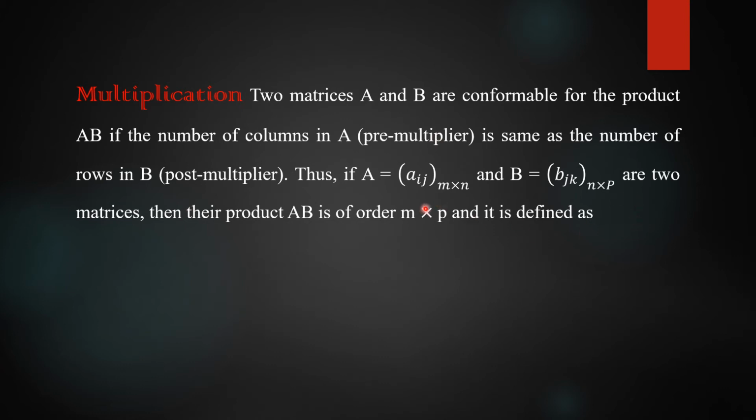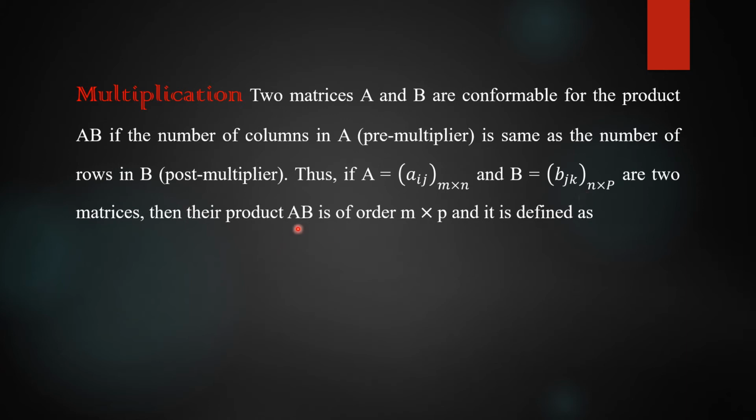So P and M are unequal. Therefore BA does not exist here. That is why I told you that when AB exists, it does not mean BA also exists. Whenever you want to find the product of A into B, the column number of A must be equal to the row number of B. First matrix column number, second matrix row number. If these two are equal, then it is possible to find the product AB.